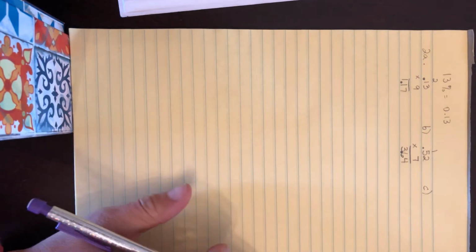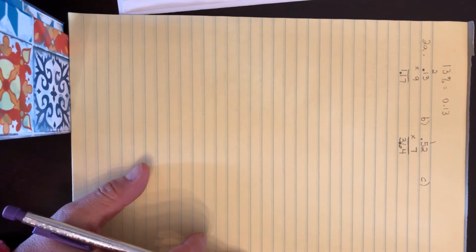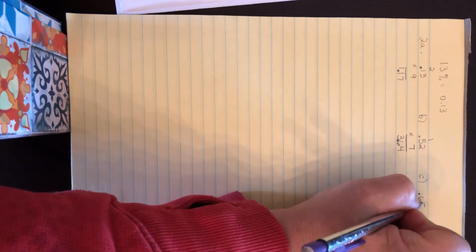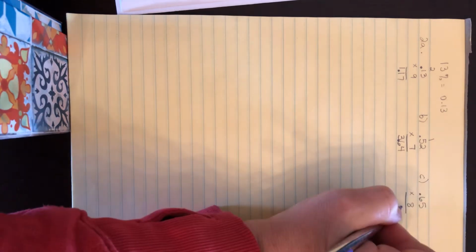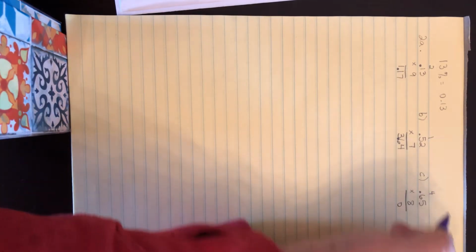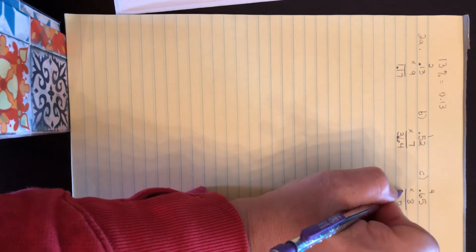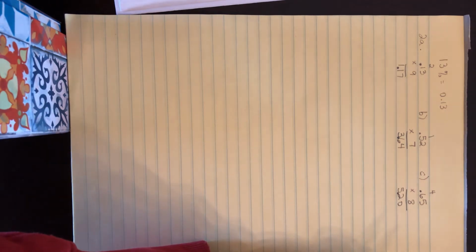Part C. I'm going to go through these a little quickly because these are review, and if you need to pause the video at any time, you can do that. So 65% or 0.65 of 8. 8 times 5 is 40. 6 times 8 is 48, plus the 4 is 52, and 2 decimal digits.